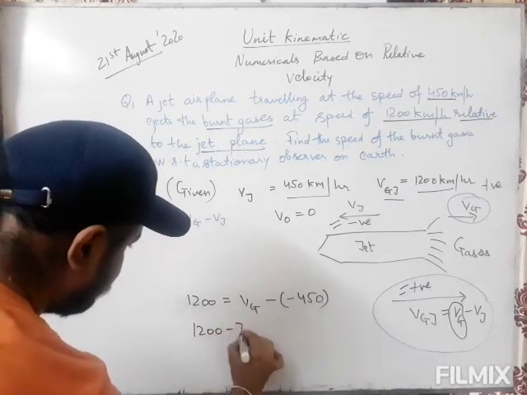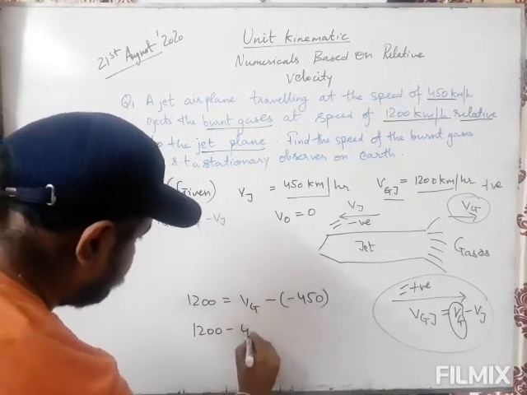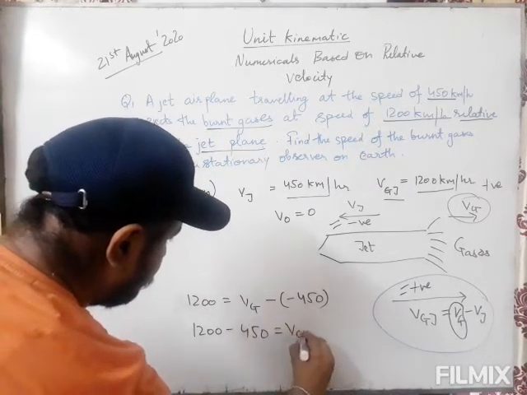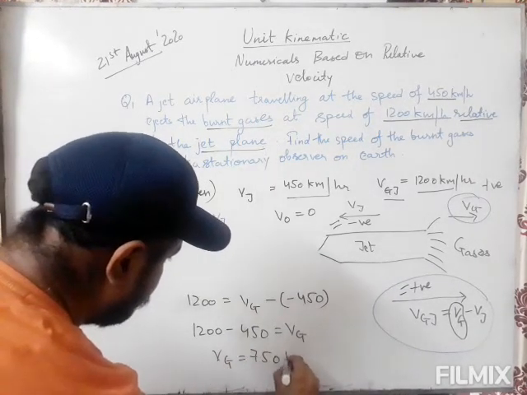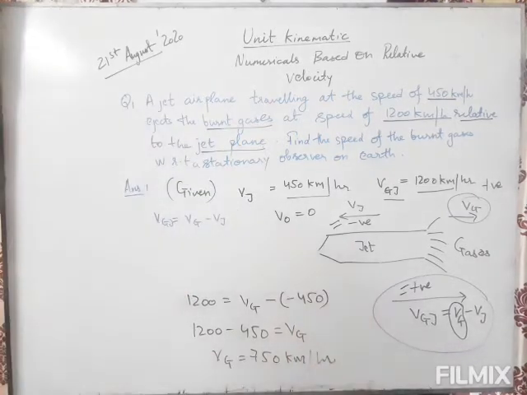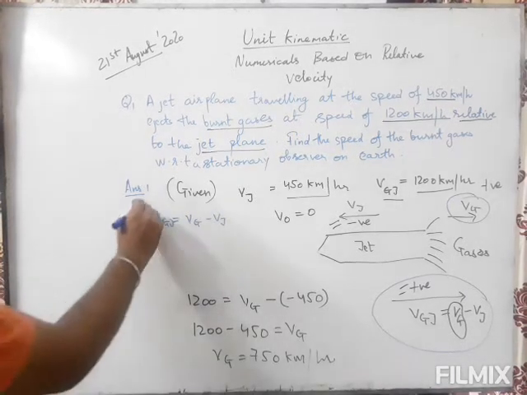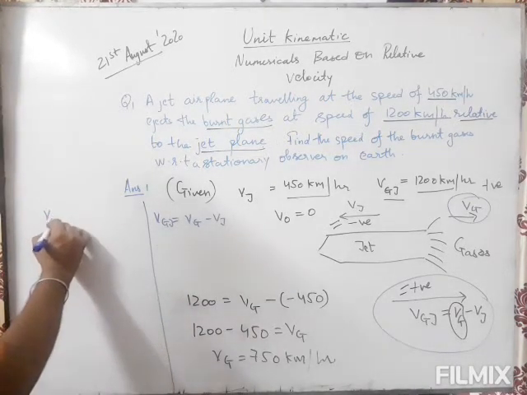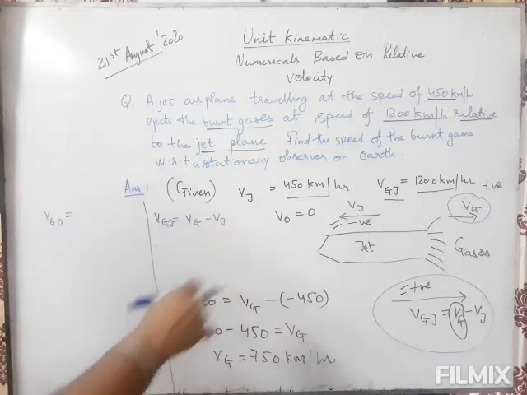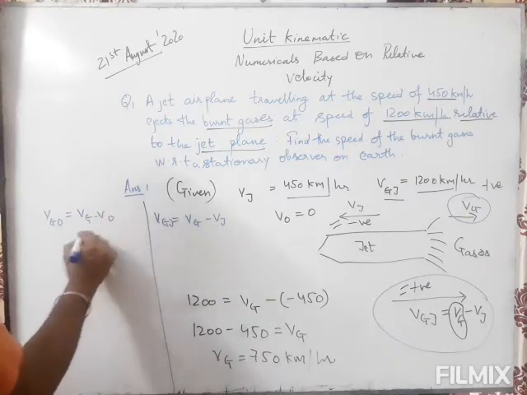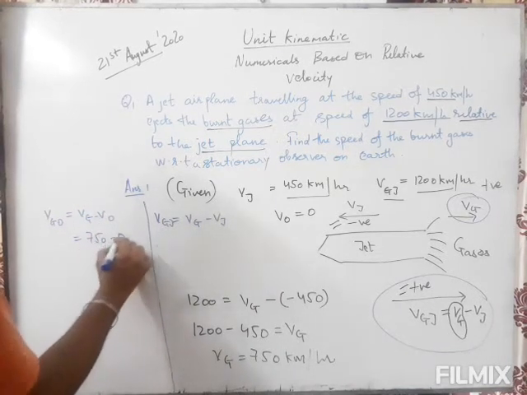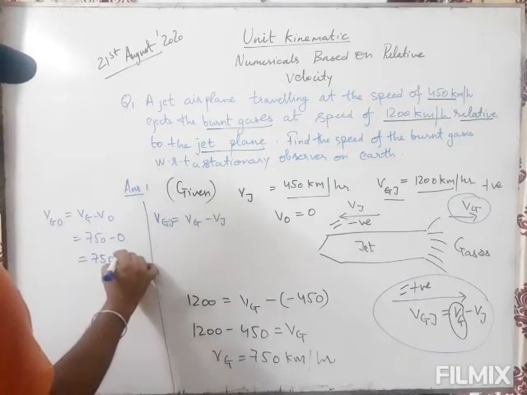So it will be 1200 minus 450 equal to VG. So the velocity of gas will be equal to 750 km per hour. But that's not the end of the question. We have to find out the velocity of the burnt gases with respect to the stationary observer. So kindly see over here, the velocity of gas with respect to observer. I have told you that the velocity of the stationary observer will be 0. So it will be 750 minus 0. That will come out to be 750 kilometer per hour.